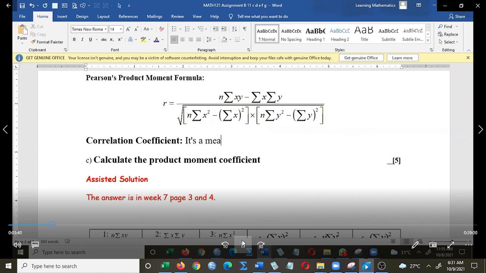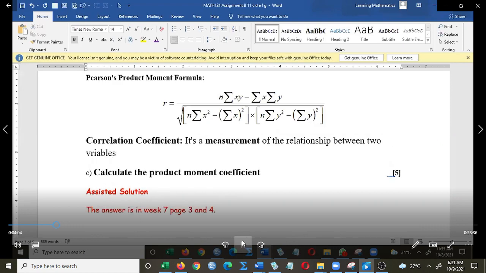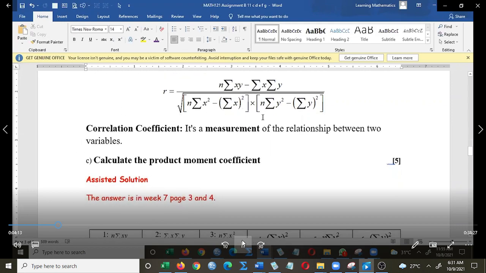A relationship, okay, so it's a measurement. All right, a very important word here. It's a measure, a measurement of the relationship between two variables. And this relationship can be measured using Pearson's.